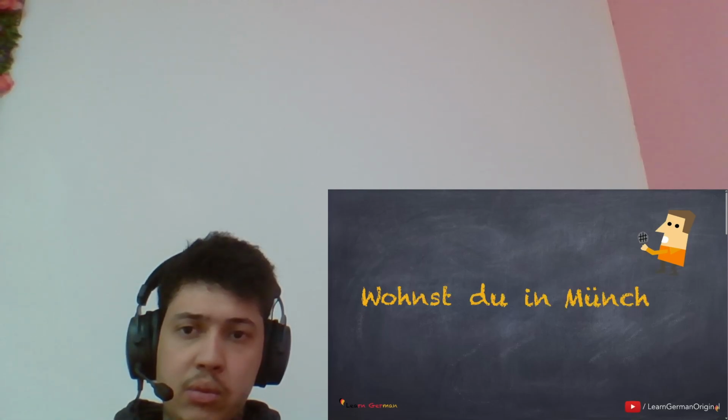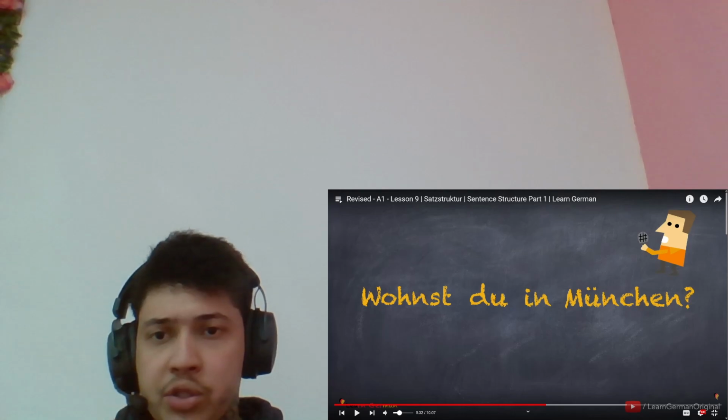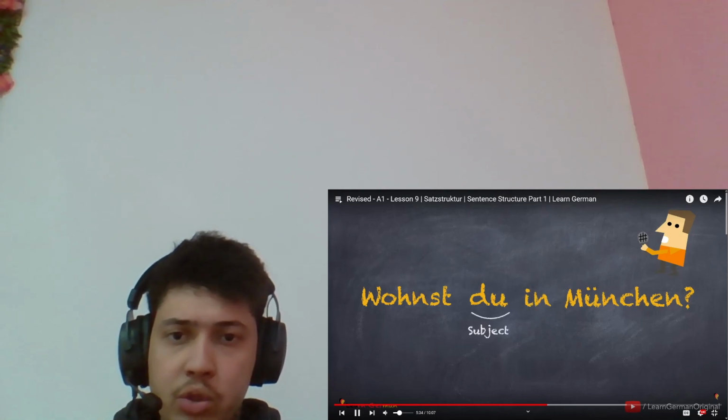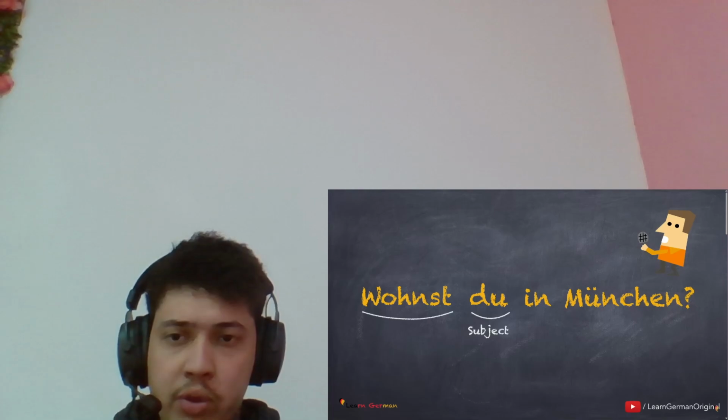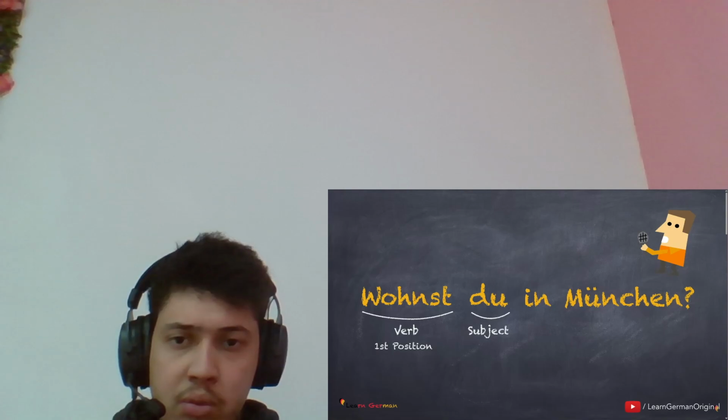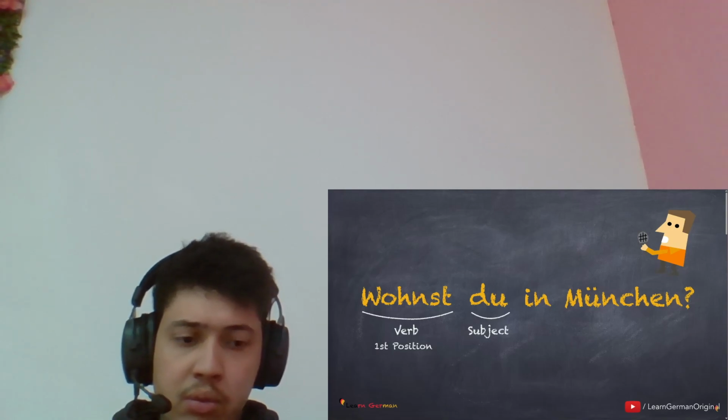Wohnst du in München? Subject is du and the verb is wohnst, which is in the first position and not in the second. So whenever there is a Ja-Nein-Frage, you will always place the conjugated verb in the first position and the subject will follow.